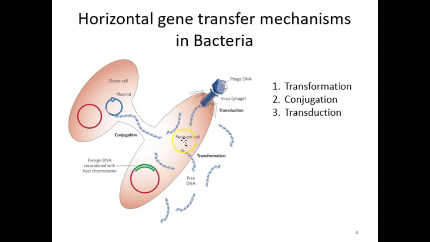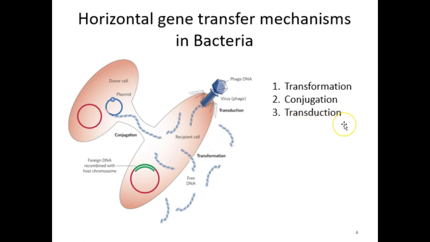The recipient cell will utilize that genetic material. It'll either form a little plasmid over here out of it, or it will recombine that genetic material into its own chromosome, thereby being genetically altered. So this form of horizontal gene transfer, referred to as conjugation, is also referred to as primitive mating, and it requires cell-cell contact.